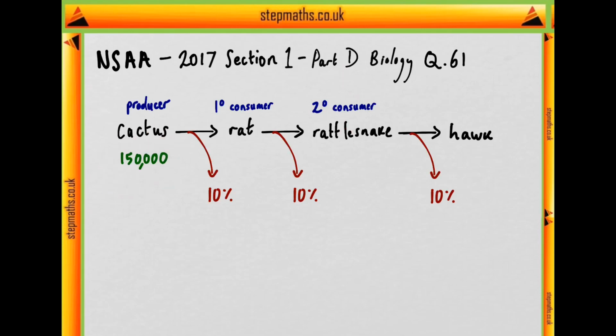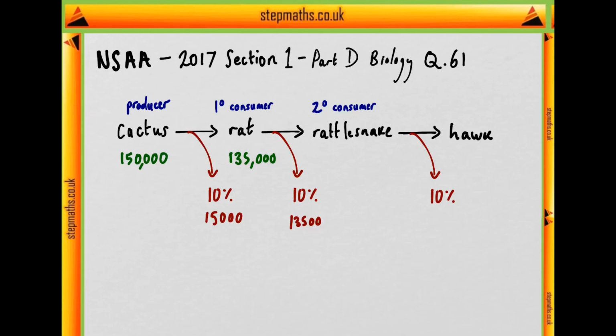in the producer. Now we need to work out how much energy will be lost in the transfer between the primary consumer and the secondary consumer, which is this arrow here. So we want to work out how much is lost at this stage. So we'll lose 10% of 150,000 in the first transfer, which will be 15,000, leaving us with 135,000. Then 10% of this will be lost, and this is what we're interested in. And 10% of 135,000 is, of course, 13,500.